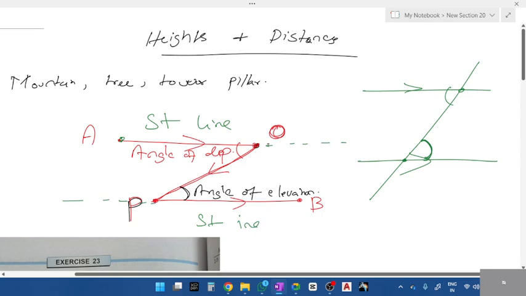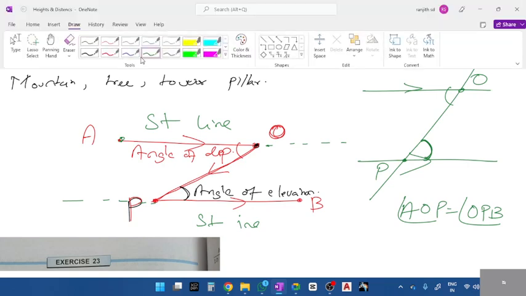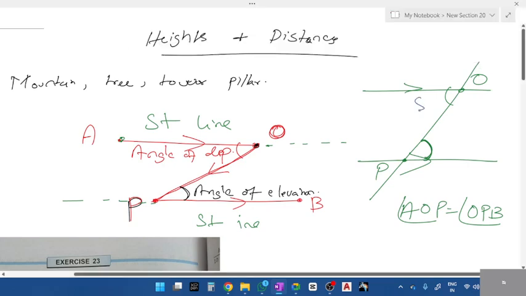Which line is the transversal here? Which line is intersecting the parallel lines? Line PO. Then which two angles will be equal? Can you tell me which is the interior alternate angle here? Angle AOP and angle OPB. Naomi, is it clear why these two angles are equal? Interior alternate angles.